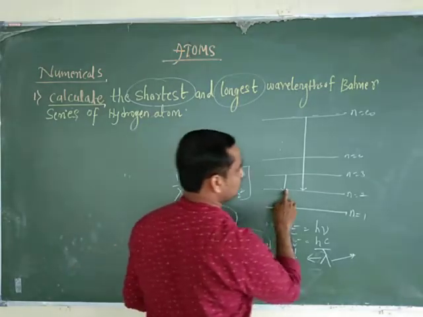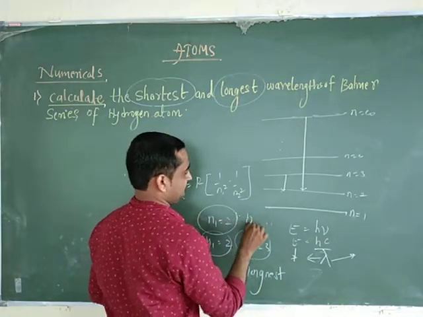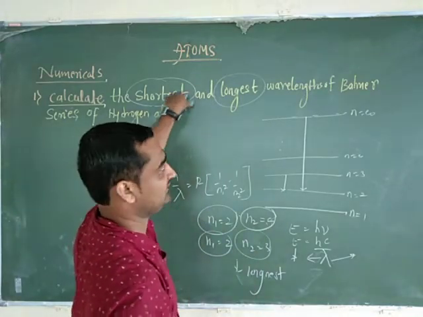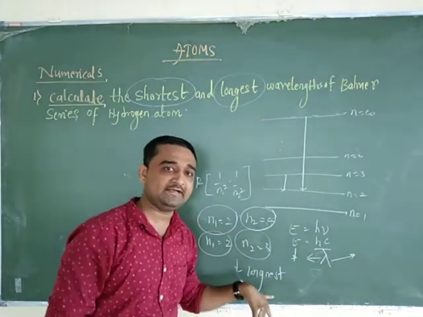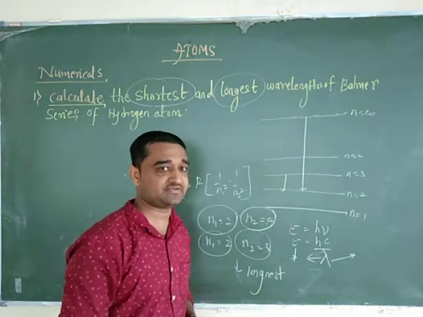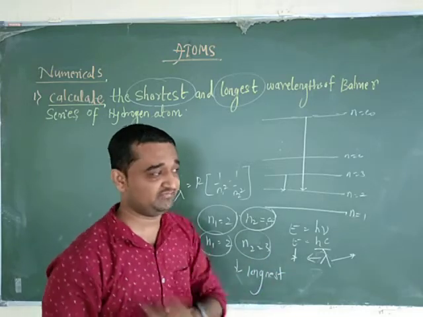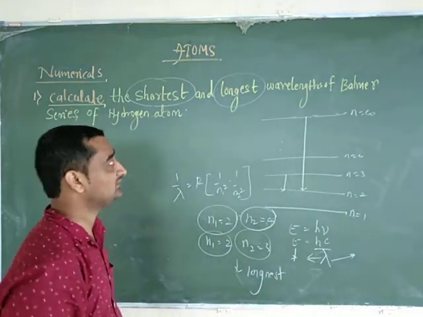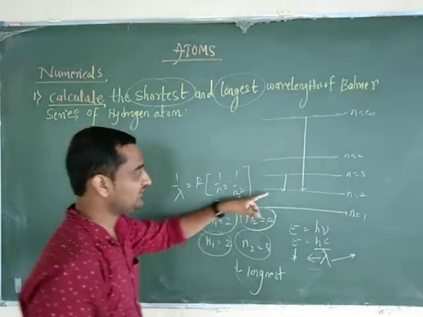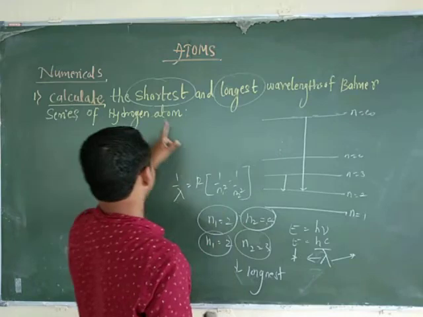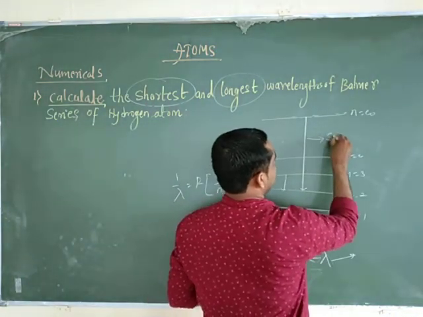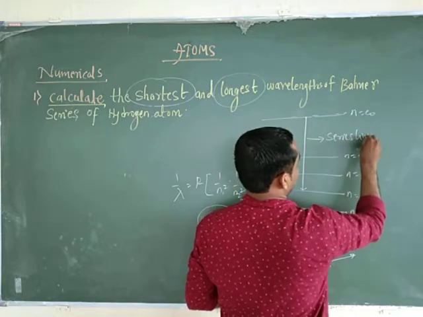So n1 is equal to 2 and n2 is equal to infinity is the shortest wavelength and highest energy. In this way you have to identify the specific n1 and n2 for different transitions and different series, Lyman, Balmer, Paschen, Brackett and Pfund, and then calculate the wavelengths. I think this is a very simple point, you have to understand this. Shortest wavelength means the last transition, which is also called the series limit.